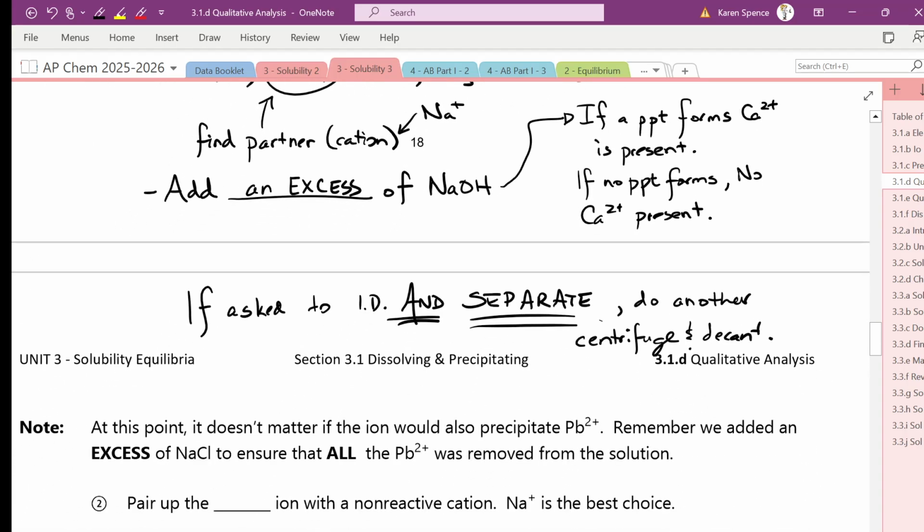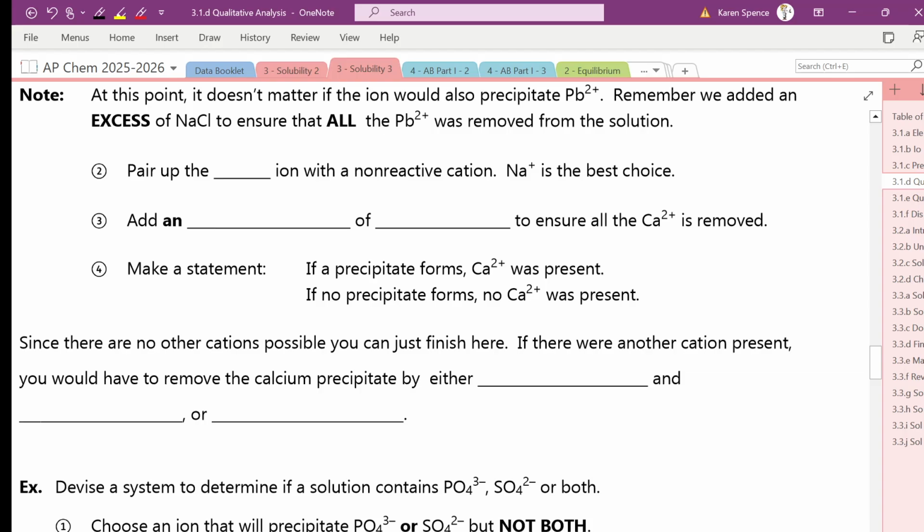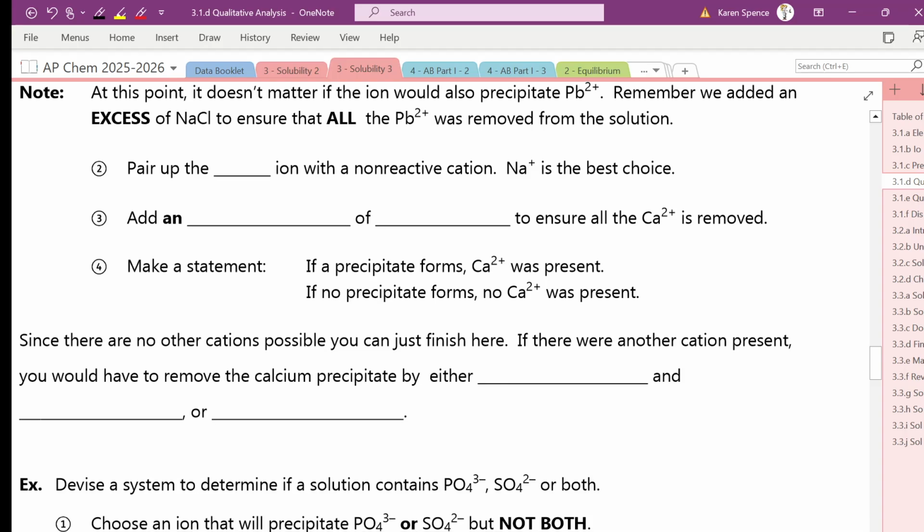So this just walks through what we already did, so I'm not going to go through it. Since there are no other cations possible, you can just finish here.